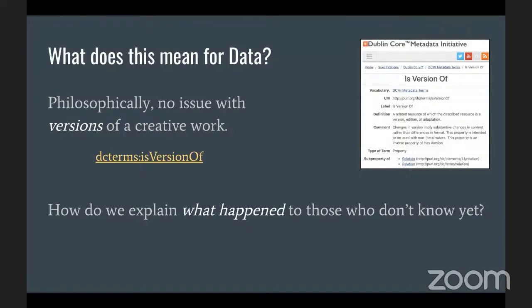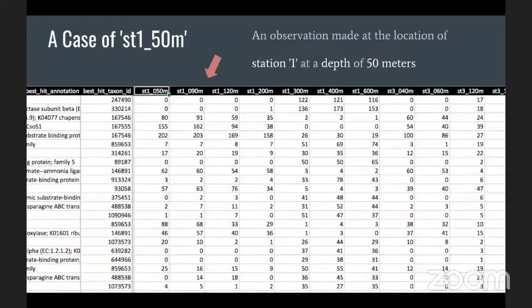And so what does this mean for data? You know, philosophically, there's no issue with versioning creative works. We have techniques and metadata to describe these types of events. But I think where we lack, especially in data repository lands, is how do we explain what happened to those who don't necessarily know yet, so that when they come to a version of a data set, they understand the history of why it's been changed. So let me give you a case study.